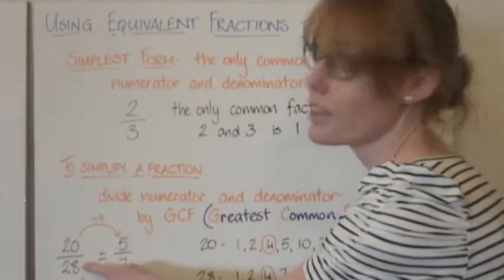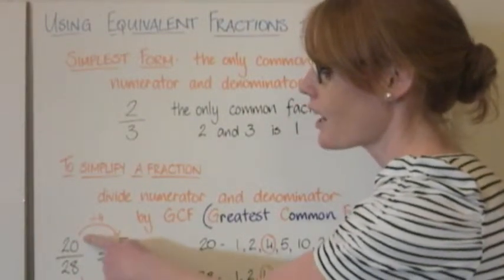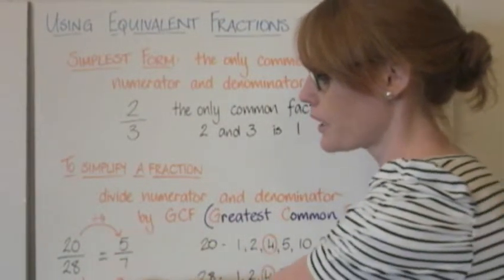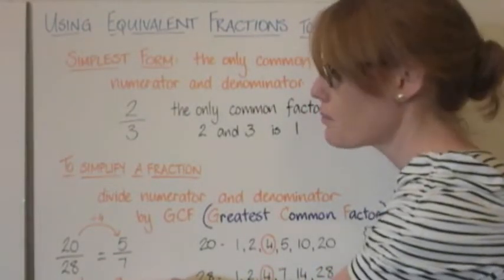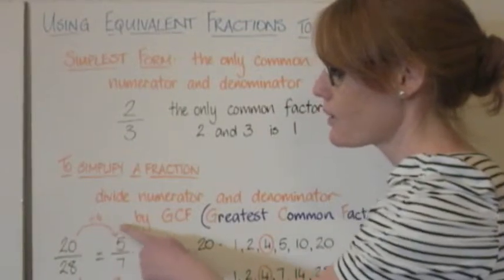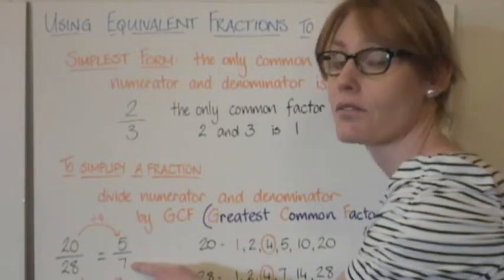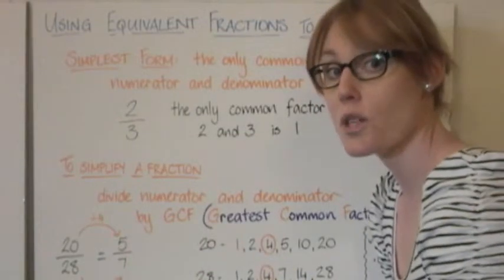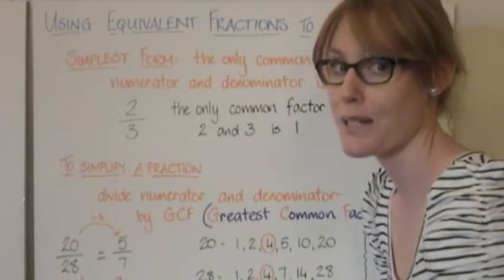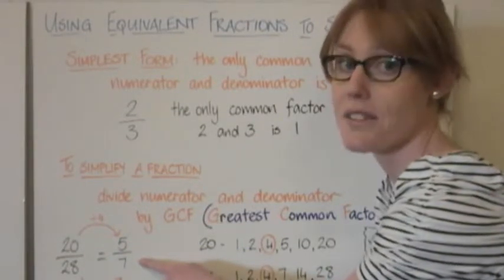So I then come over to my fraction that I started with, 20/28, and I divide both the numerator and the denominator by the greatest common factor, which is 4. So 20 divided by 4 is 5, and 28 divided by 4 is 7. So 20/28 in its simplest form is 5/7.